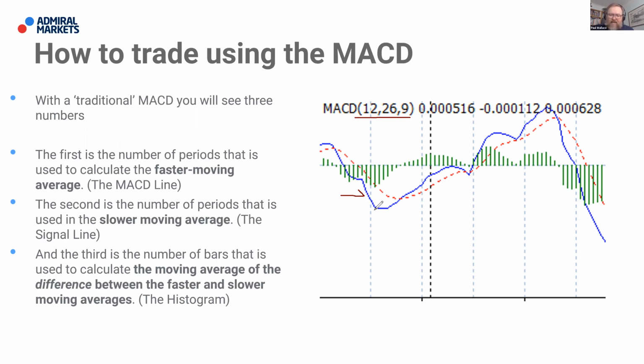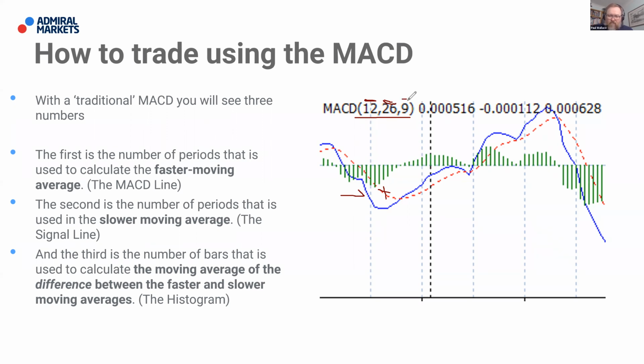The second is the number of periods that is used in the slower moving average. So here we go. In this one, we've got the MACD line is 12. The slower moving average is 26, which is the signal line. And the third number is the number of bars that is used to calculate the moving average of the difference between the faster and slower moving averages.